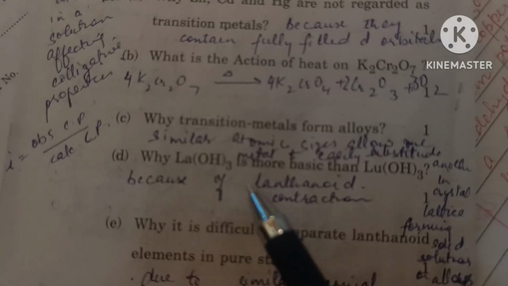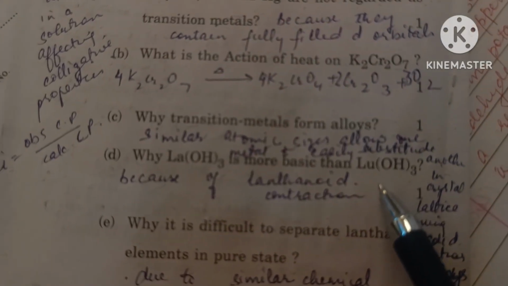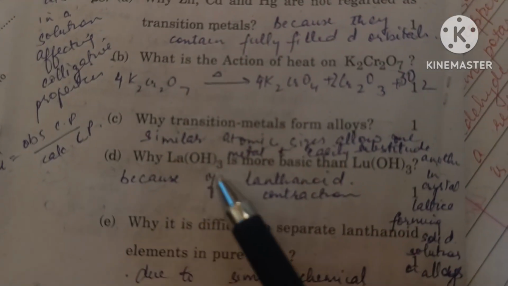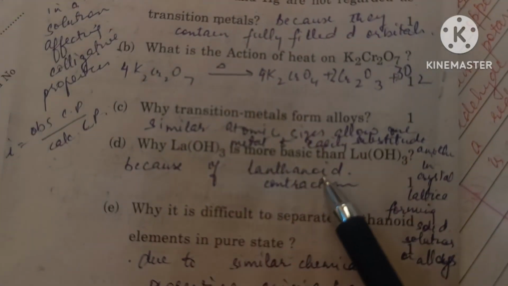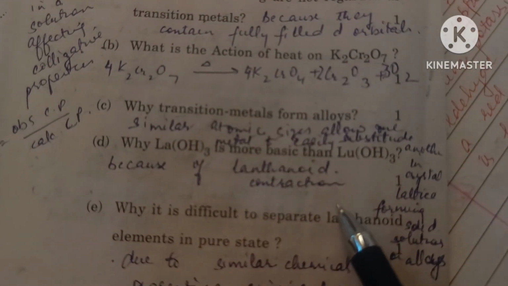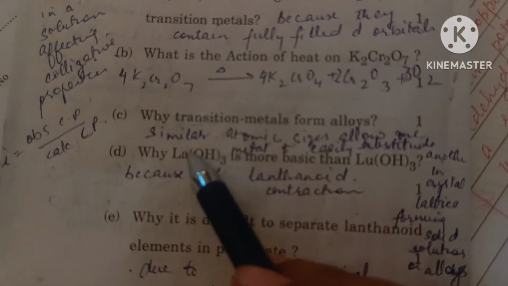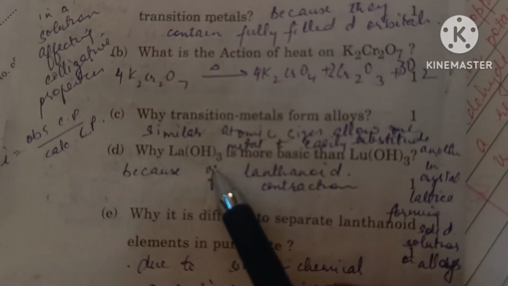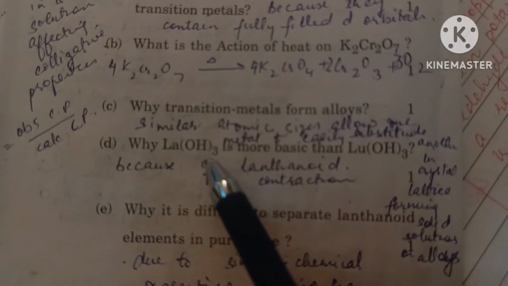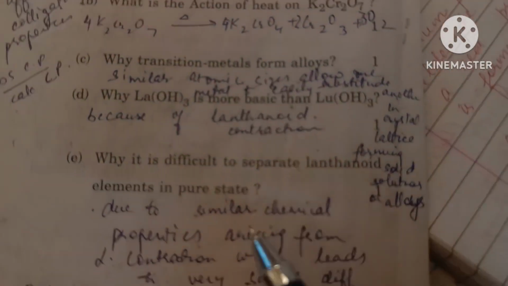Why is lanthanum hydroxide more basic than lutetium hydroxide? It is because as we move from lanthanum to lutetium along the series, there is the process of lanthanide contraction. The size decreases, because of which the bond length also decreases. A bigger bond is broken easily, so lanthanum hydroxide is more basic in nature. It gives OH negative ions easily.